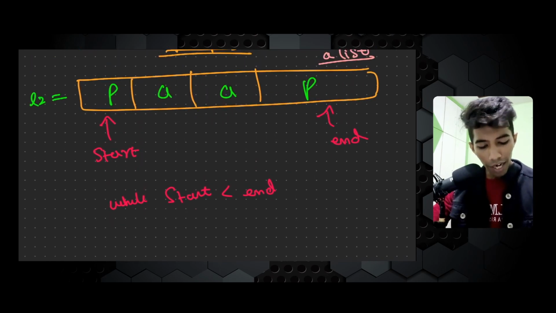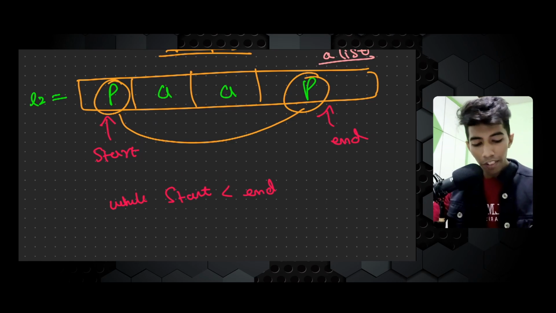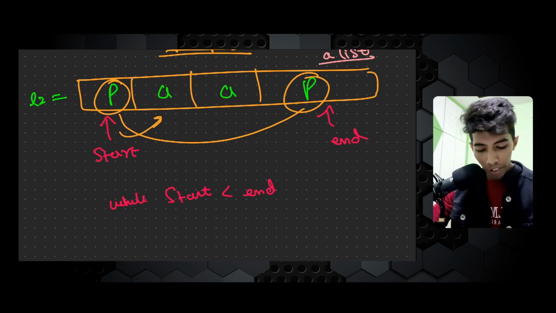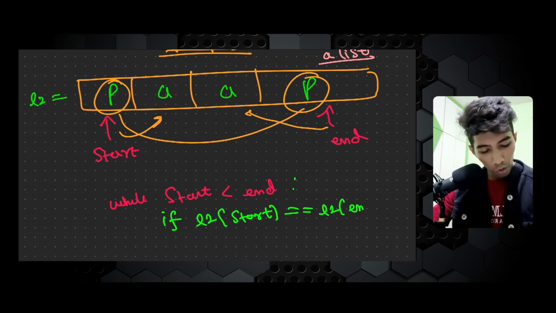Like till my start value is lesser than end, what do I have to check? I just have to check whether my start and end are equal. Like in this case, P and P are equal. So what do I have to do? I have to increment this thing and I have to decrement this thing, right? So how can we write this? I have to check that if L2 of start is equal to L2 of end.